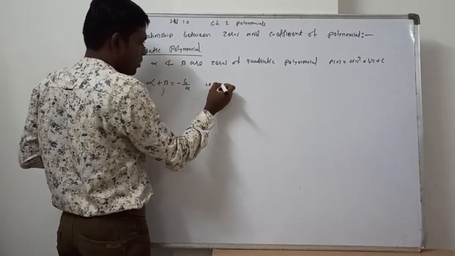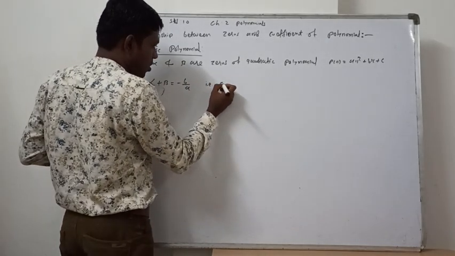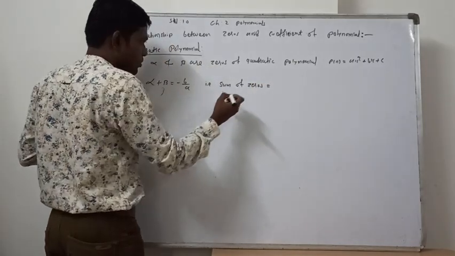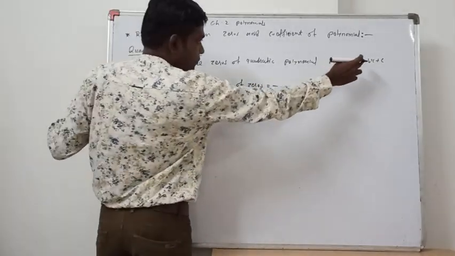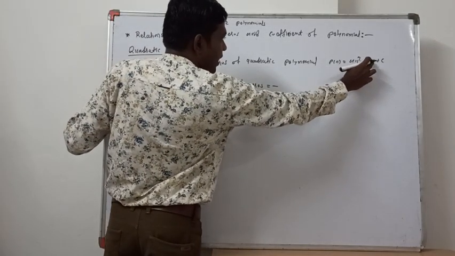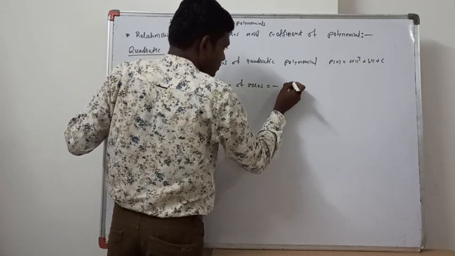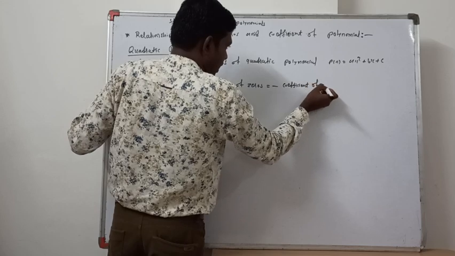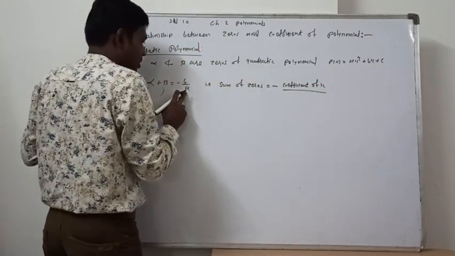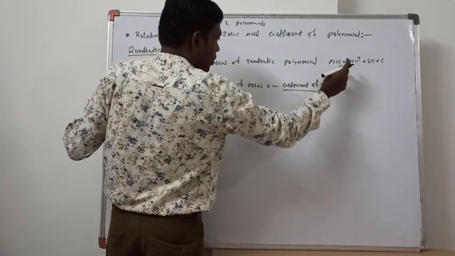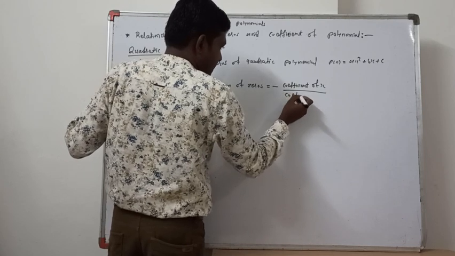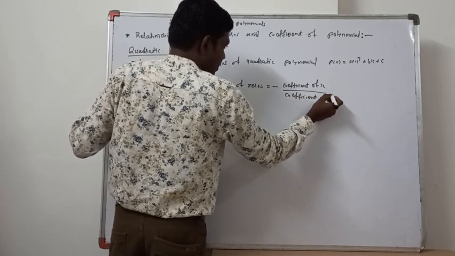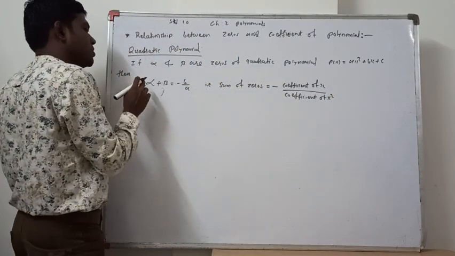We have to write it also in this way. Alpha plus beta, that is the sum of zeros, is equal to minus b, which means the coefficient of x, and a means what? Coefficient of what? x square. Coefficient of x square. So this is the sum of zeros.